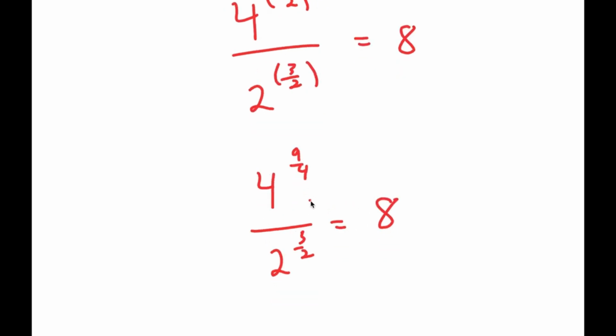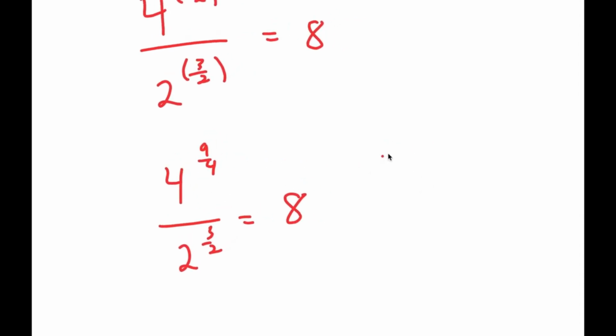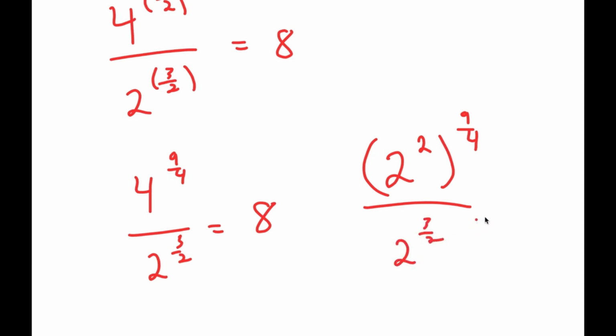4 to the power of 9 over 4 is the same thing as 4 to the power of 9 to the 4th root. So what I'm going to do is I'm going to rewrite this as 2 squared to the power of 9 over 4 over 2 to the power of 3 over 2.